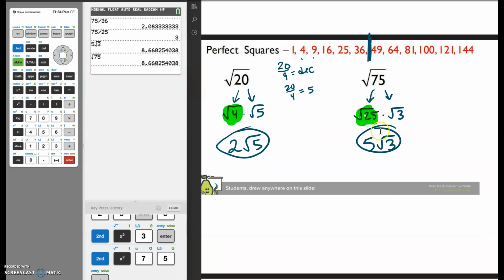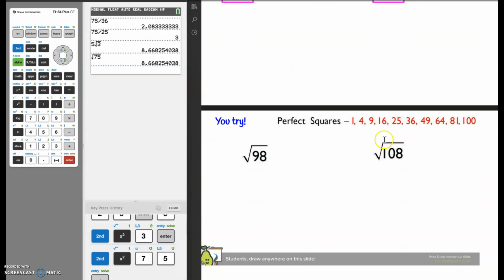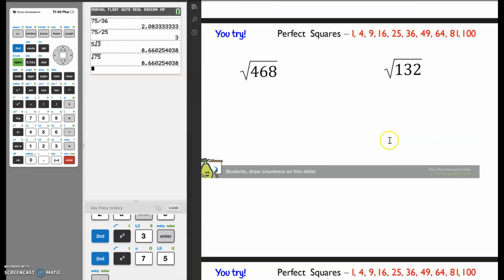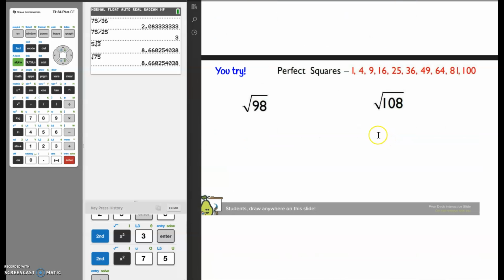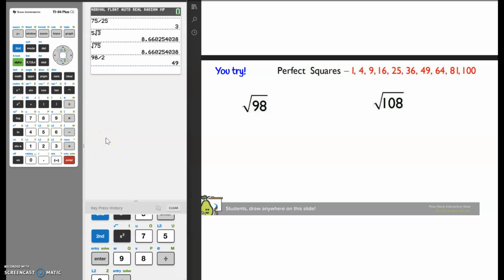Those check out. Four more. 98. Half of 98 is 49. And would you look at that, 49 is on our list. That's always nice. So 98 is 49 times 2. So the square root of 98 is the square root of 49 times the square root of 2. The square root of 49 is simplifiable. 7 square root of 2.